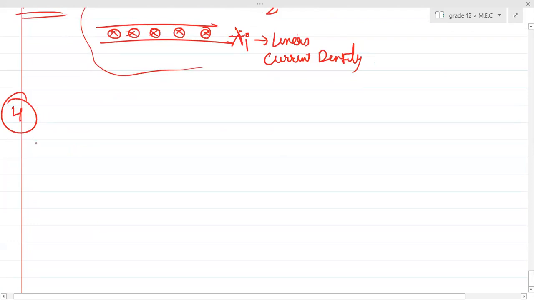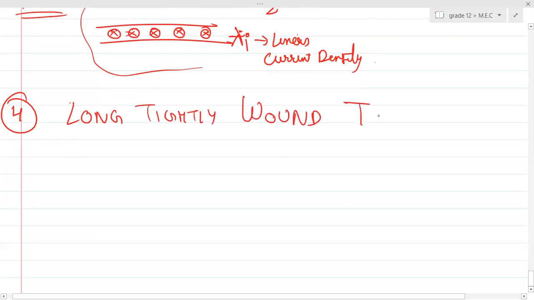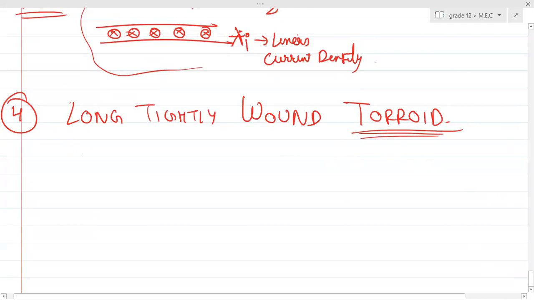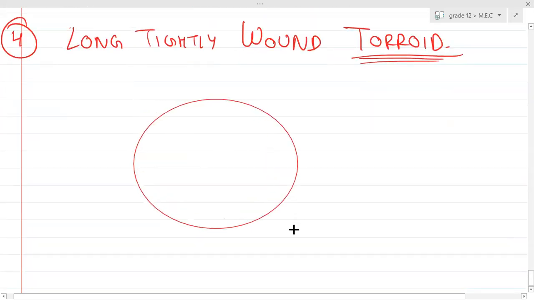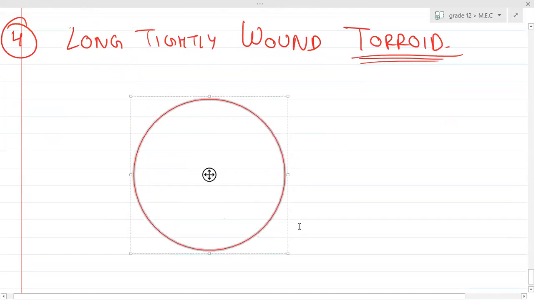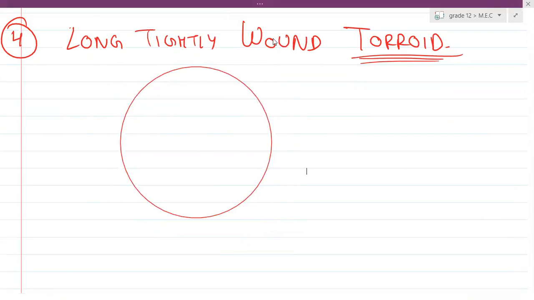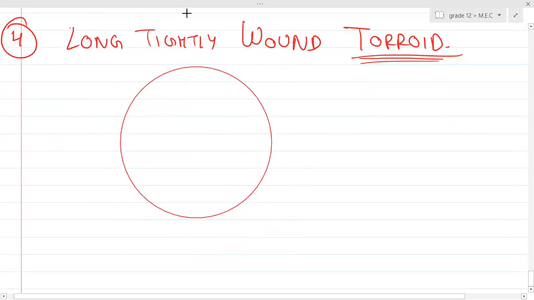Now the fourth question is basically, suppose a long tightly wound toroid. Sir, what is this? Solenoid we have heard. What is a toroid? I'll tell you what exactly a toroid is. The things which I'm drawing are not wires, and they are not even the ampere loops. They are just to make the solenoid in it. Once I'm done making them, I'll delete them.